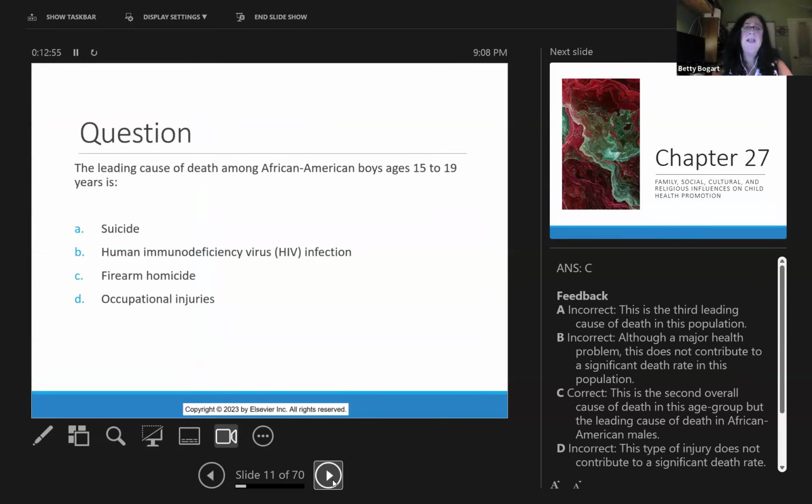Now, the leading cause of death among African American boys ages 15 to 19 years old: you've got boys, you've got adolescents. What do you think is going to be that leading cause? Firearms homicide. It is firearms homicide. Yes, it is, Hattie. Thank you.